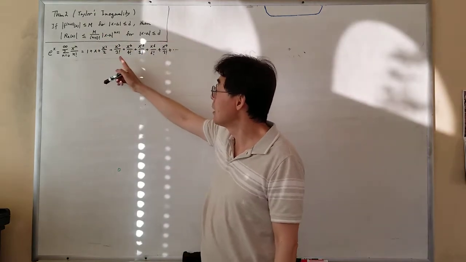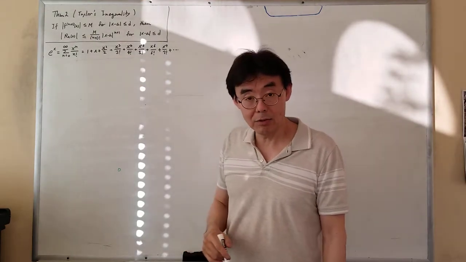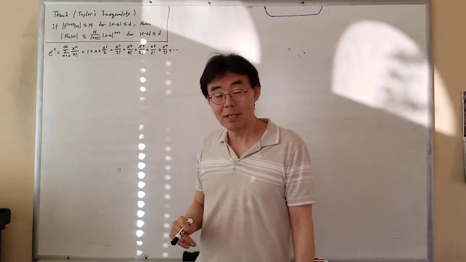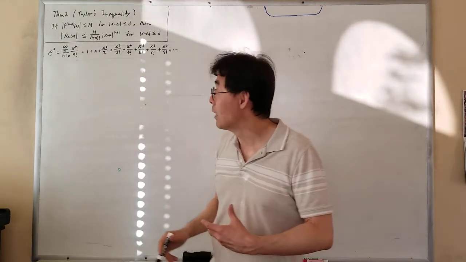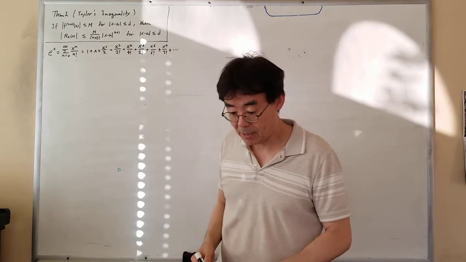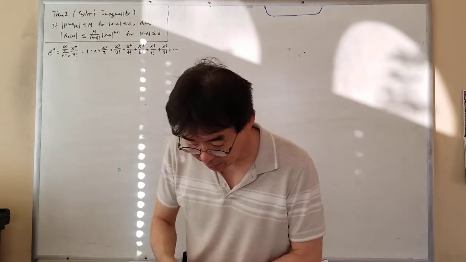Using those, in example 2, we proved that the e to the x Taylor series actually converges to e to the x. So we finally proved that e to the x is analytic at 0. Okay, now let's continue.